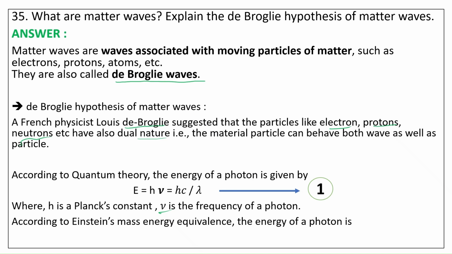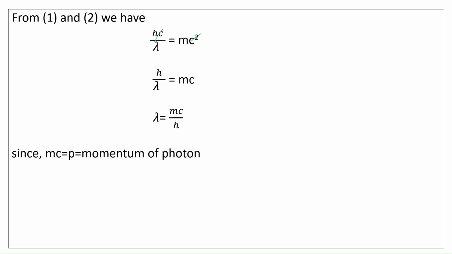According to Einstein's mass-energy equivalence, the energy of a photon is E = mc². Mark as equation 2. From 1 and 2, we have hc/λ = mc². Here c gets cancelled. Therefore, h/λ = mc. Therefore, λ = h/mc. Since mc = p, where p is the momentum of the photon, therefore, λ = h/p.